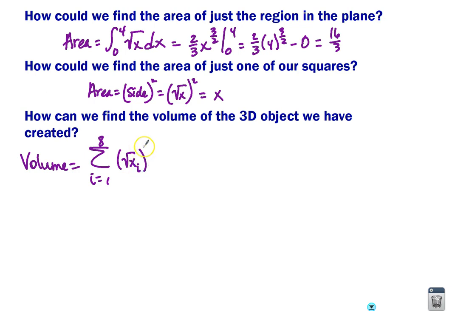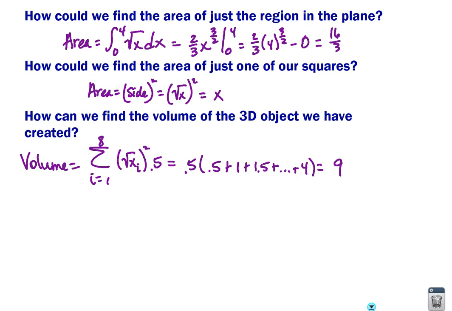And I should have an i right here: the square root of x sub i, squared, times 0.5. So that's going to represent each individual square times the height, so that it creates a 3-dimensional volume for each one, but I have 8 of them, so I add them all together. Essentially this becomes 0.5 times, your first one would be 0.5 plus 1 plus 1.5, all the way up to 4, and you would end up with a volume of 9. So the volume of the 3-dimensional shape that we have created using our cross sections is 9.